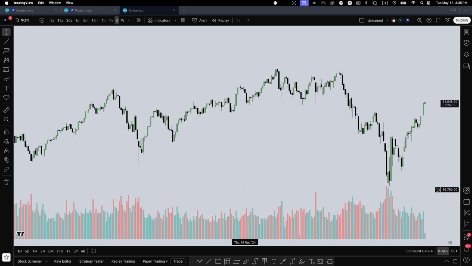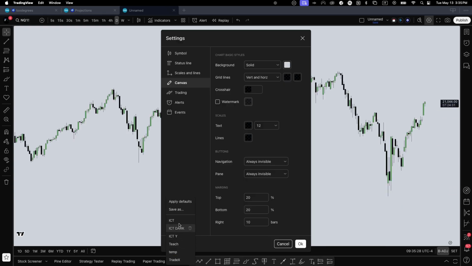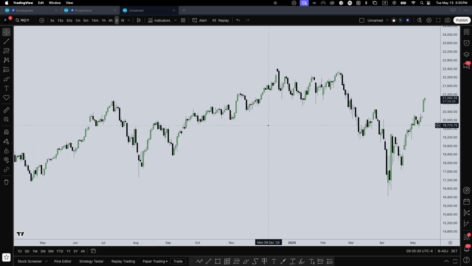Same reason why I don't really need to make a fair value gap script. I'm just gonna make a new layout. Volume indicator, get out of here. ICT, there we go. All right.